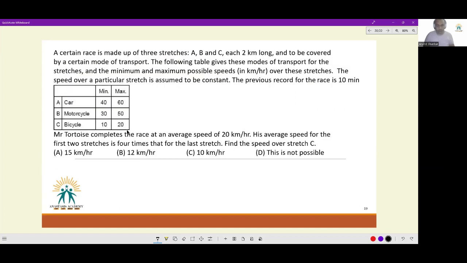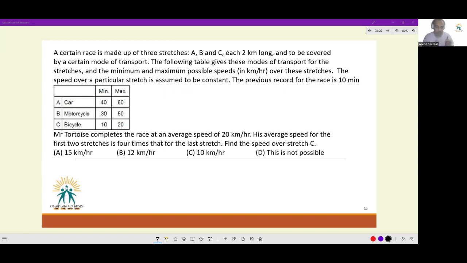Next question now. A certain race is made up of 3 stretches, A, B, C, each 2 km long, to be covered by a certain mode of transport. The following table gives these modes of transport for the stretches and the minimum and maximum possible speeds in km per hour over these stretches. The speed over the particular stretch is assumed to be constant.